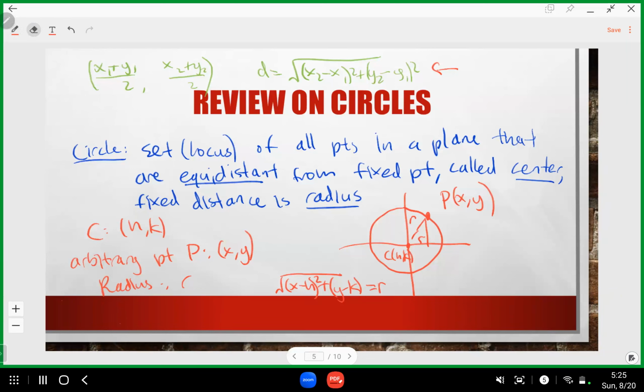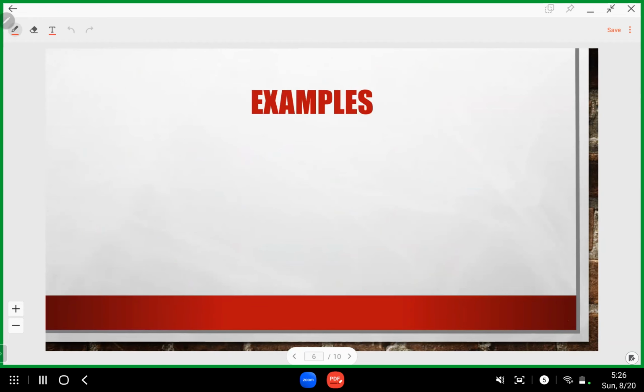Right. So we square both sides, since it's easier. Nobody likes the square root. It's too complicated to have a square root anywhere. So we square both sides just to make it simpler. So this is the standard equation of a circle. That's all you need to know for circles. Now let's do some example problems.